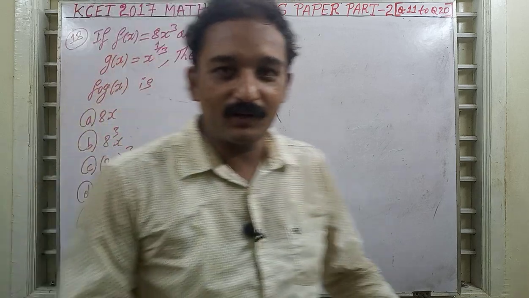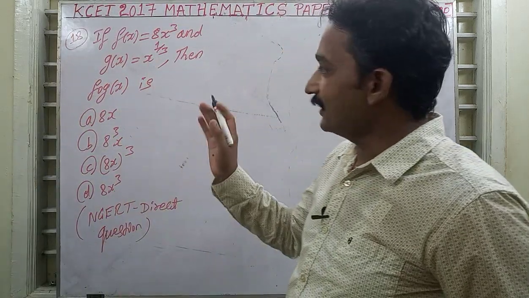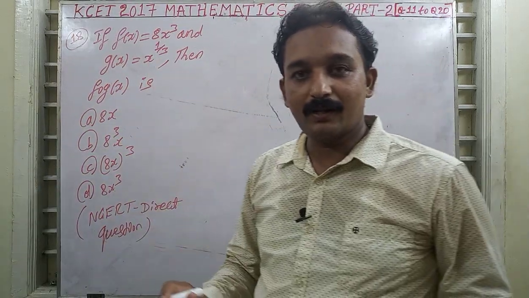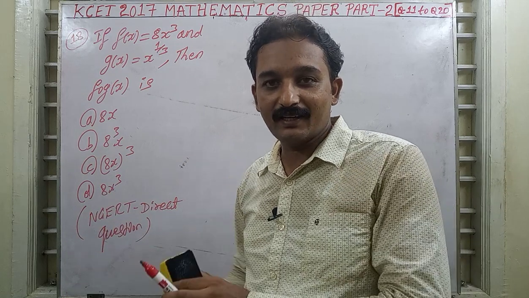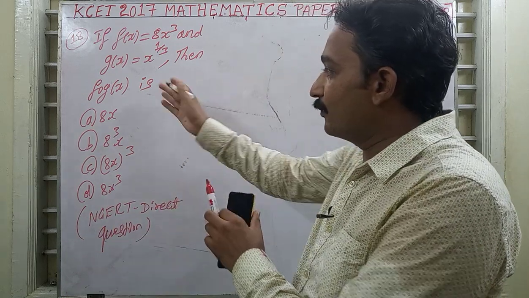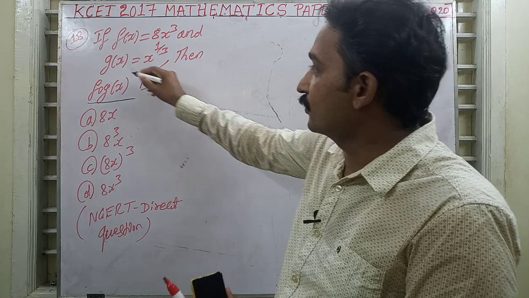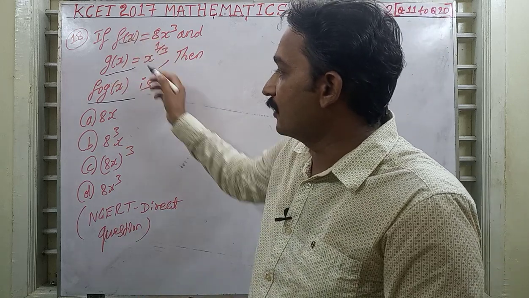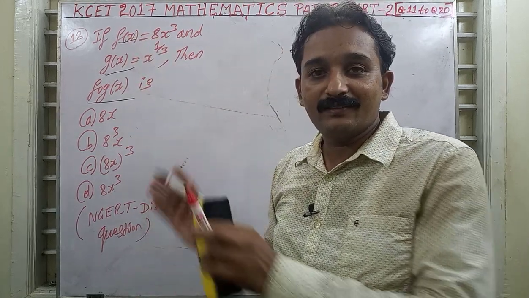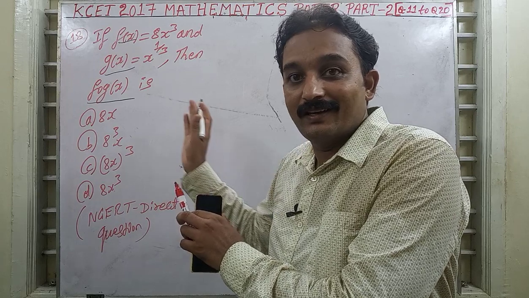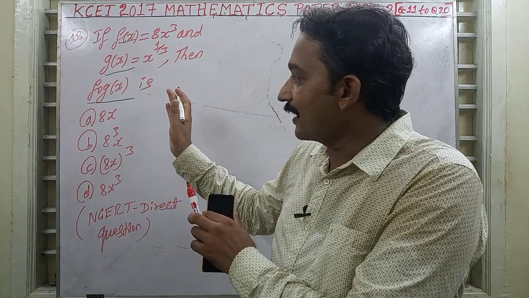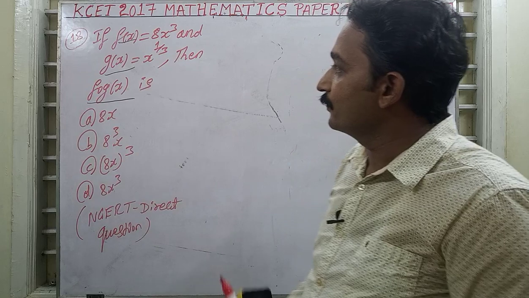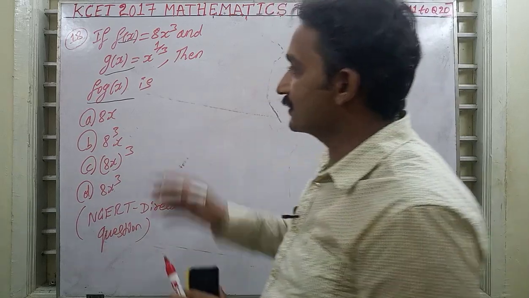So now let us move on to the next question, question number 18. This question, based on the chapter relation function, belongs to the second year, particularly composition of two given functions, f composition g of x. They have this type of question in the theory exam also.